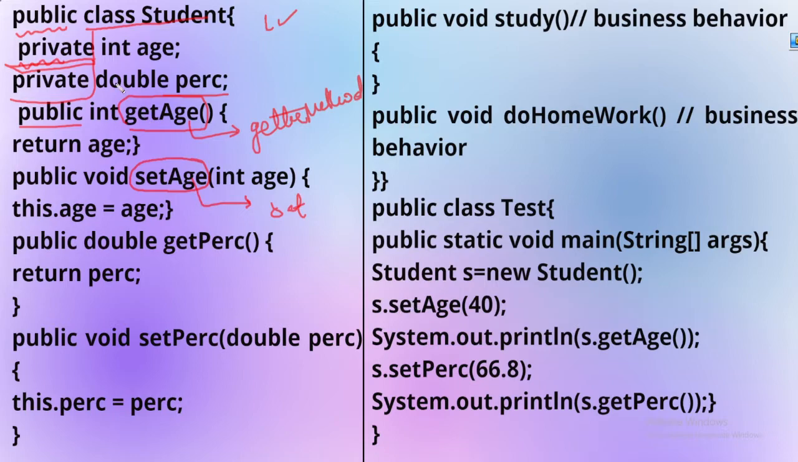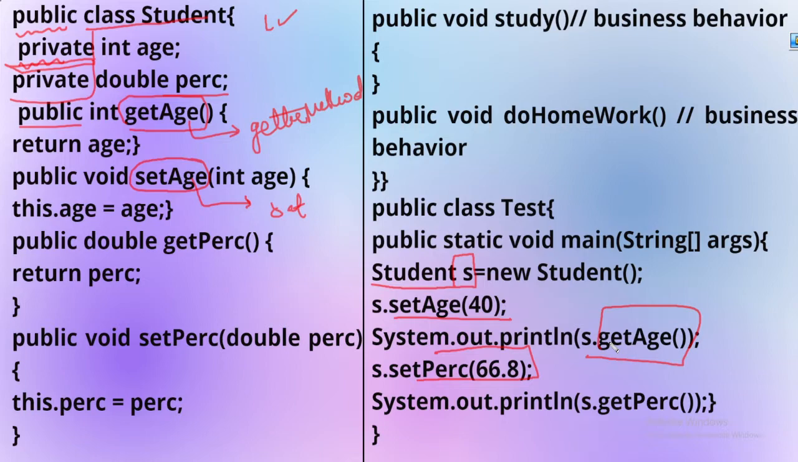Now, if I have to set the age and get the age, you can see here public static void main(String[] args). I have created an object of the student class, and s.setAge(40), s.setPercentage(68.66). And if I have to get the age, if it is already set, then we have to use the getter method. There was another advantage of encapsulation: that you can set the data to read only and write only format.